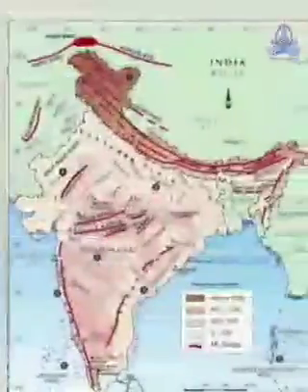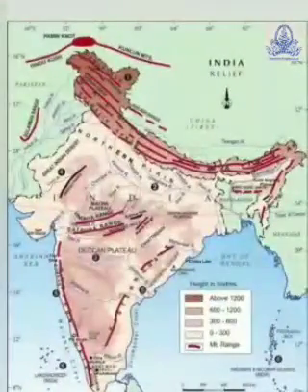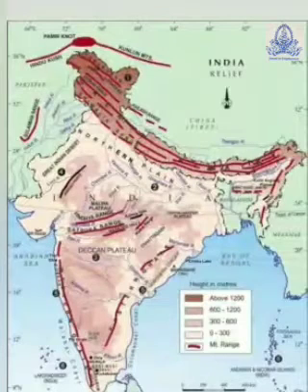Wait for a minute, I will just give you the picture of where it is. See this map. Here at the top you can see the Pamir Knot is written. Now the Pamir Knot is also known as the roof of the world. The Pamir Knot has also been called the roof of the world. For what purpose? Due to its great height, due to that only it is known as the roof of the world.